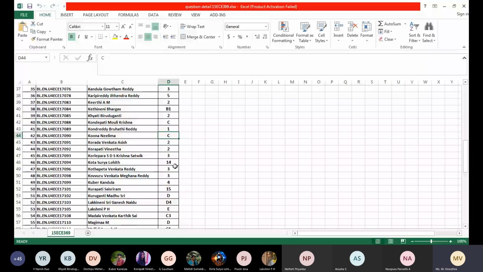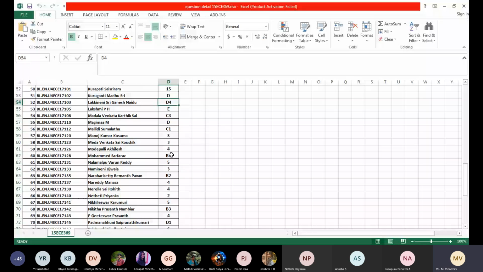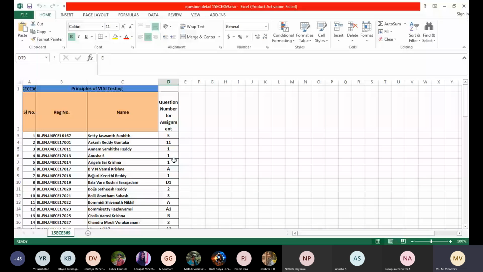Suppose for Surya Lokit, in whatever question paper you got, the question number 14 you need to solve. For Ganesh, question number B4 you need to solve. For Sarfaraz, B1 you need to solve. So in whichever question paper you get, definitely D1 or 5 or 6 or E will be there. That question alone you need to solve.